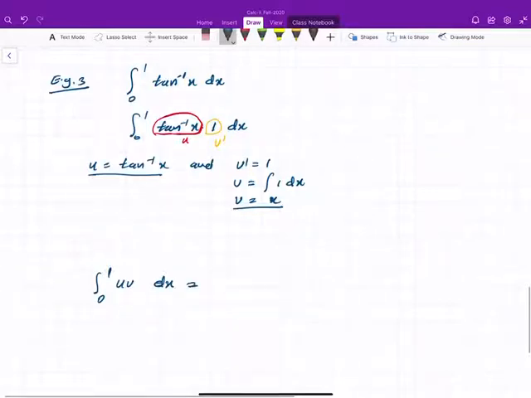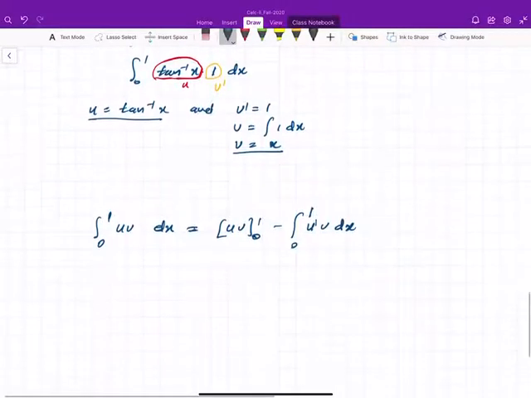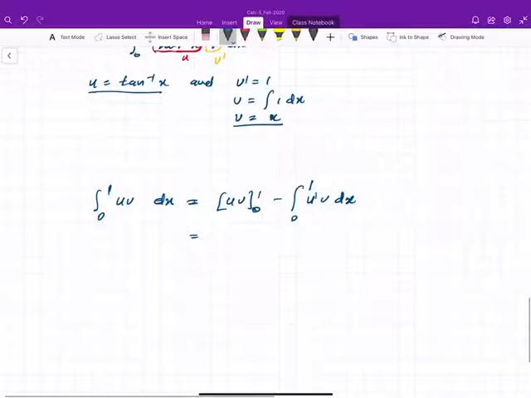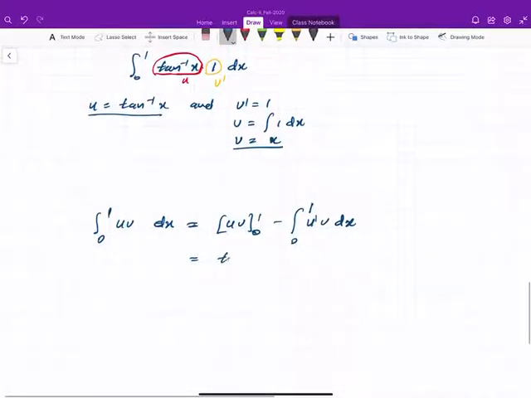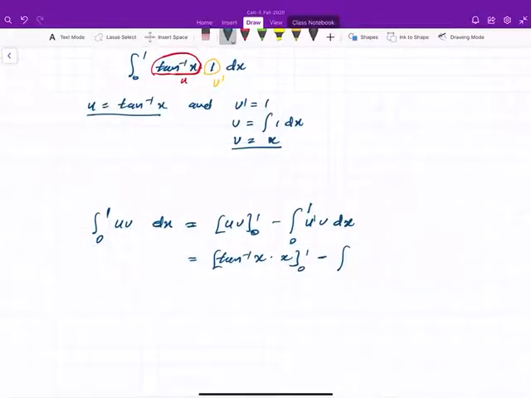That equals uv, and put the limits, minus u prime v from 0 to 1. Alright, so first write u times v. U is tan inverse x times v, which is x. The limits are from 0 to 1, minus u prime. You have to compute u prime out of this.